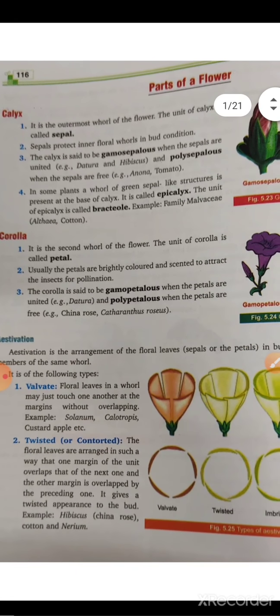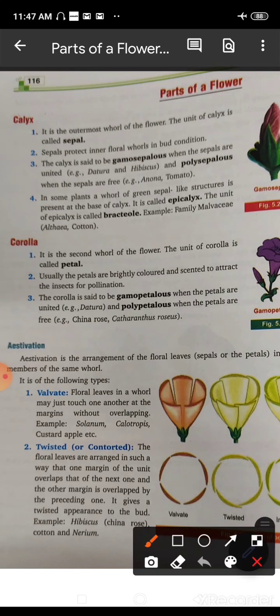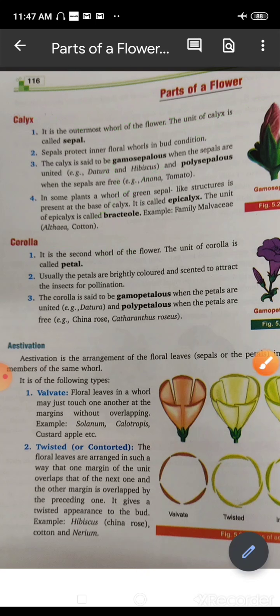We move on to the next part, that is corolla, right? Corolla, it is the second whorl of the flower. Whenever we talk about the whorls, we start from the outermost, right? So calyx is the outermost, or we call it the first whorl. Corolla is the second whorl from outside, inner to the outermost whorl. That is, the second whorl is corolla, and the unit of corolla is called a petal.